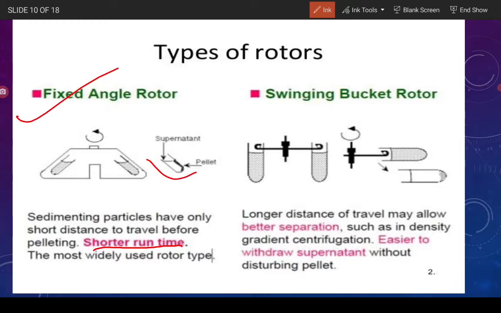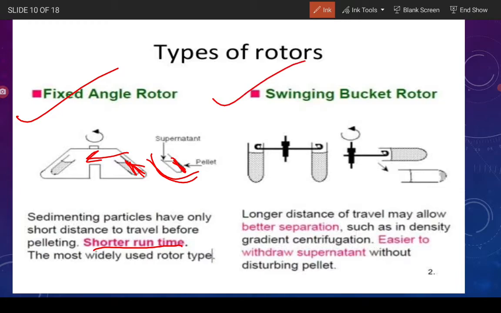You can see, the centrifugal force will be on this side, so the particle will be deposited on this side. As you can see, the pellet is formed on the side of the fixed angle rotor. The pellet is on the corner side of the test tube.